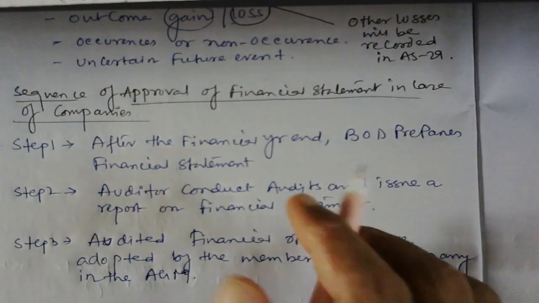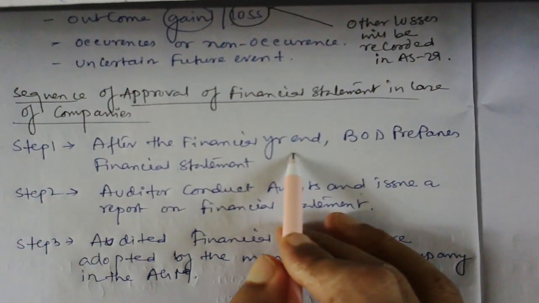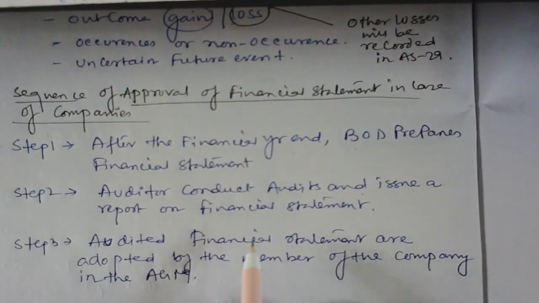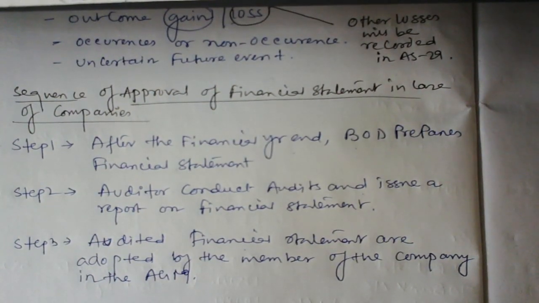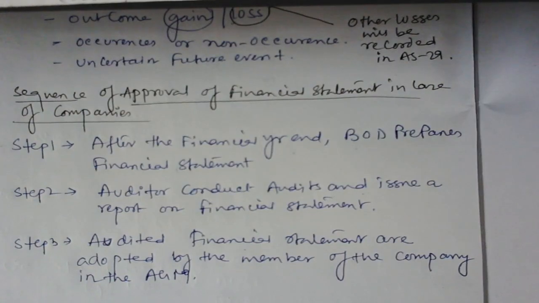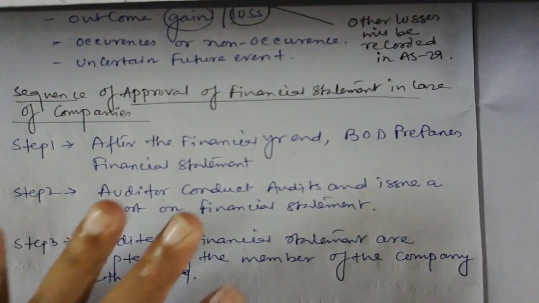First, prepared by the board of directors after financial year end, then the audit is done, and then they have to approve it in the AGM. They have to decide the date of the AGM, then they have to approve it. These are the three steps we should remember. This is legally very important, and remember that.